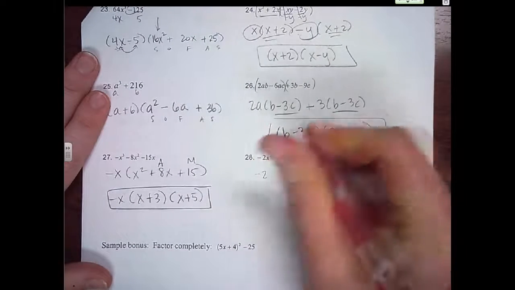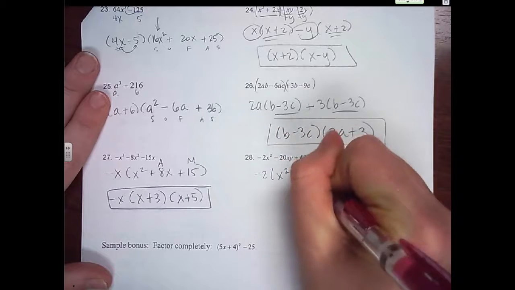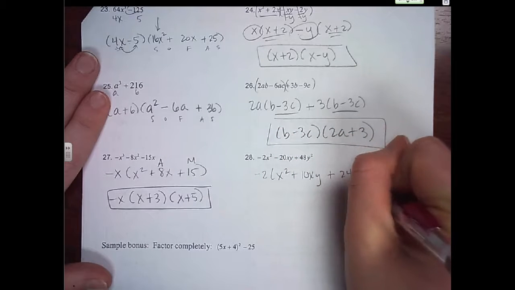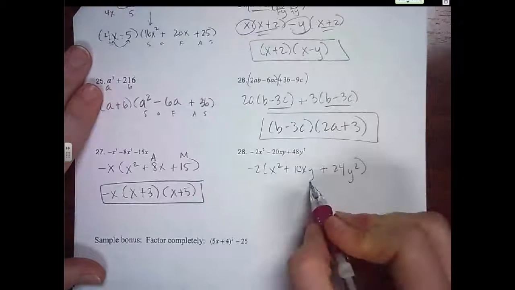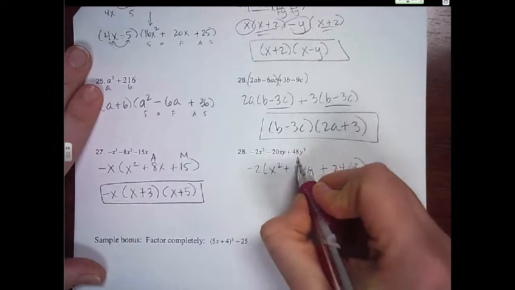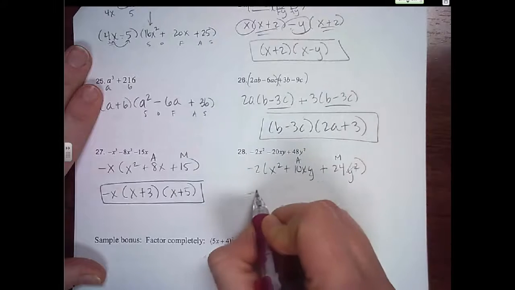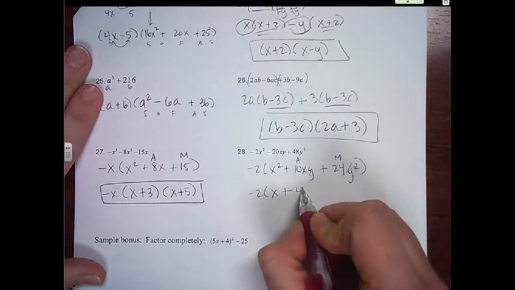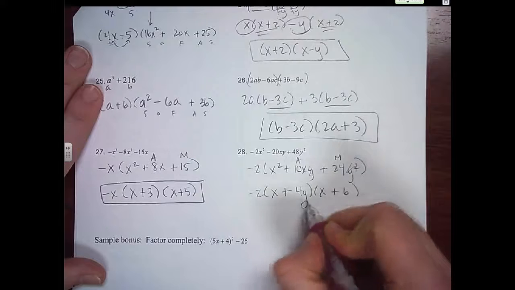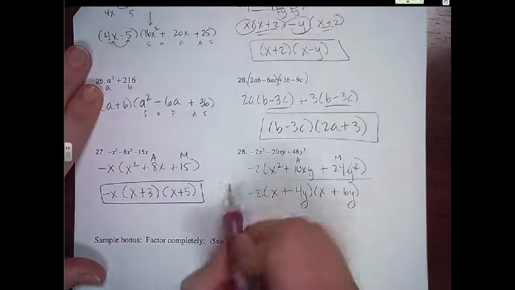On this one, I can take out a negative 2, so x squared plus 10xy plus 24y squared. Now again, there's that double letter. Let's look at it without the y for a second. What adds to give me 10 and multiplies to give me 24 would be 4 and 6. And the only thing with the y is it goes here and here. But I think I took those off the test.